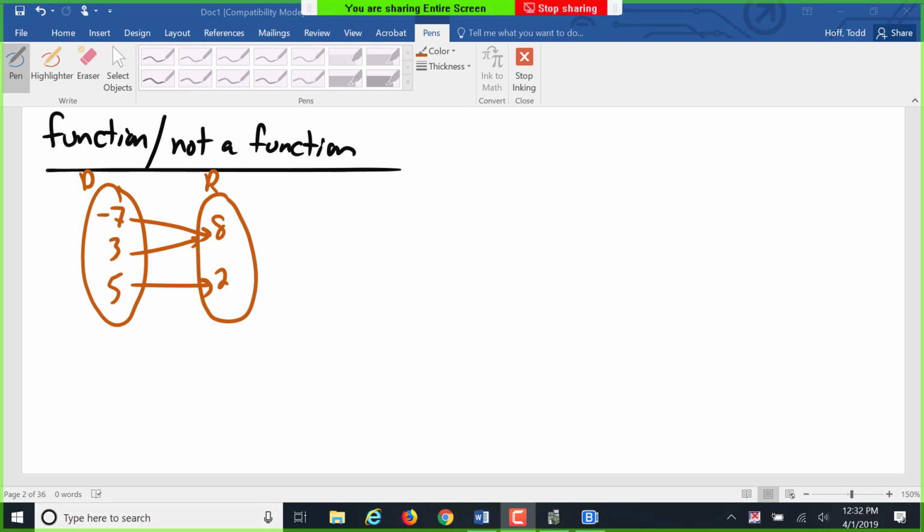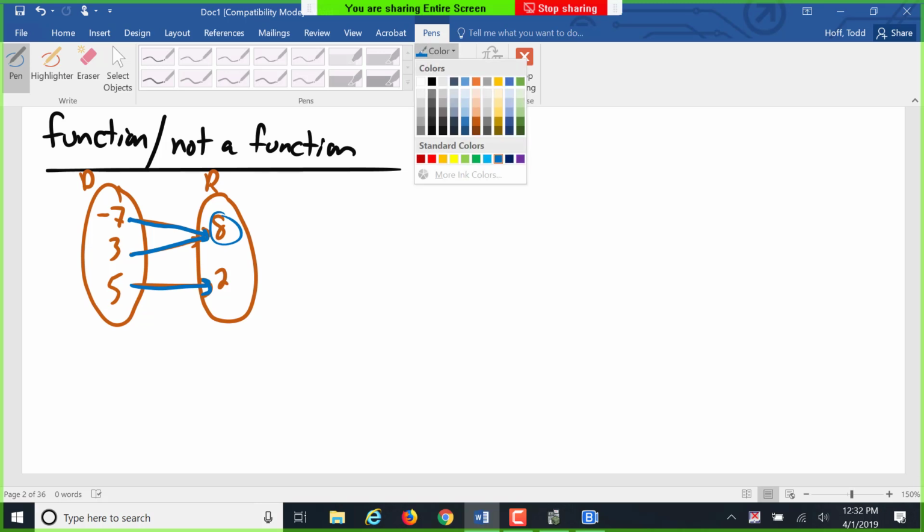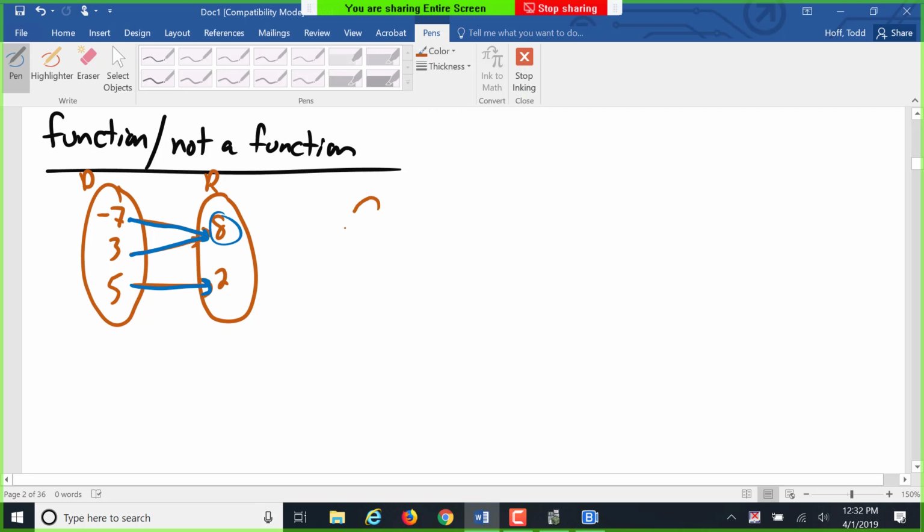Okay, so yes, this is a function. If you remember, the definition of a function is every value in the domain goes to exactly one value in the range. -7 goes to 8, 3 goes to 8, and 5 goes to 2. It doesn't matter that two of them go to the same value. Each of them goes to exactly one value.